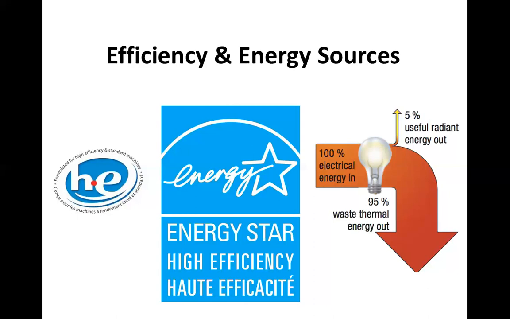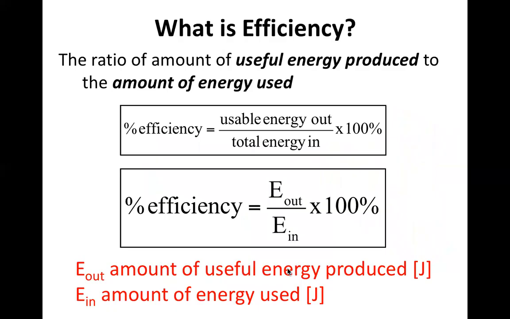And you'll see a lot of high efficiency labels on appliances. That's what that's talking about scientifically: how much usable energy you get out compared to how much total energy goes in. So efficiency is a ratio between energy out and energy in. The exact formula is percent efficiency equals E out over E in times 100%.